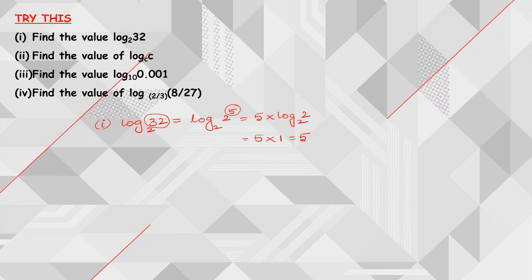Next, clearly you can see that log c to the base c is nothing but 1. Log c to the base c is 1. So directly we can answer it.